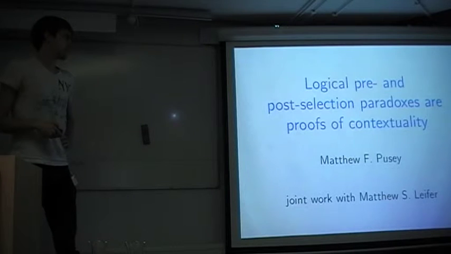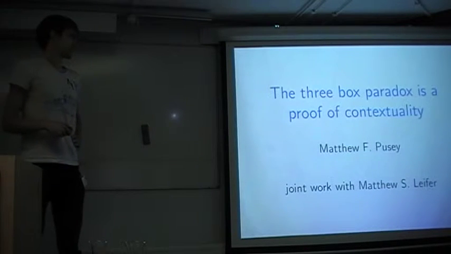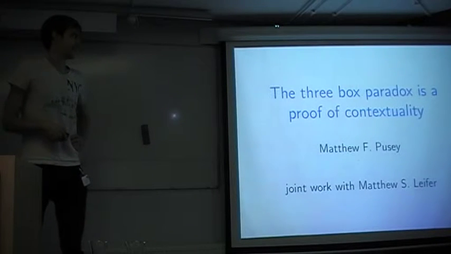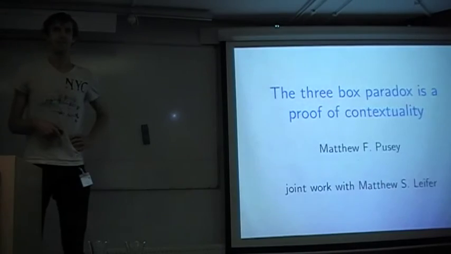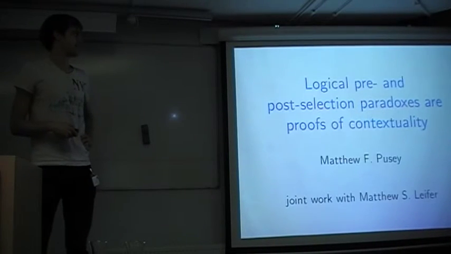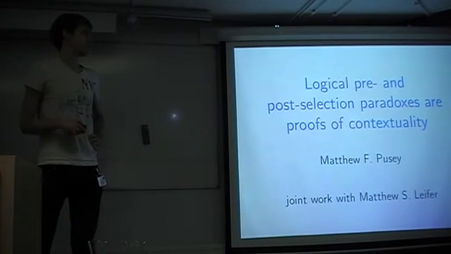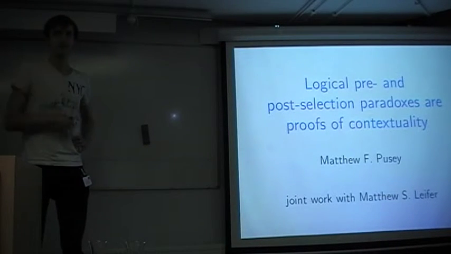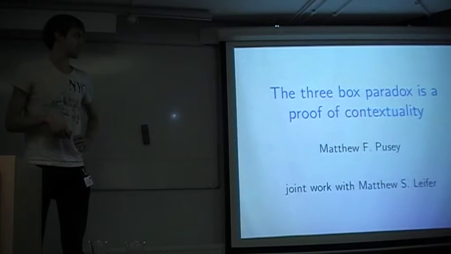But for the purposes of this talk, the title's going to be a little bit simpler. It's that the three-box paradox is a proof of contextuality. The connection is that the three-box paradox is an example of these logical pre- and post-selection paradoxes. And it's just a bit easier to explain the basic ideas with a specific example in mind.